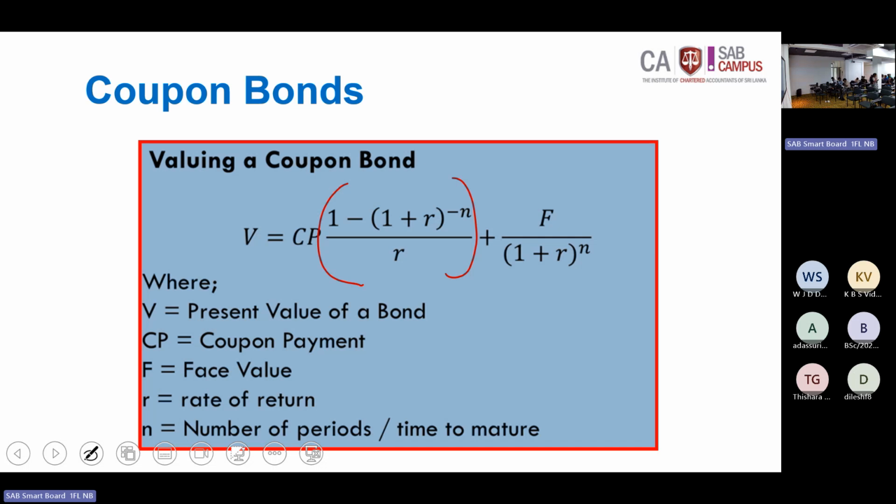Right, okay. So what is this? You were there when we were discussing that one. This is an annuity. Within the brackets, what we have mentioned is the annuity factor. Or else, if you write it down, it is like this: 1 minus 1 divided by (1 plus r) to the power n, divided by r.